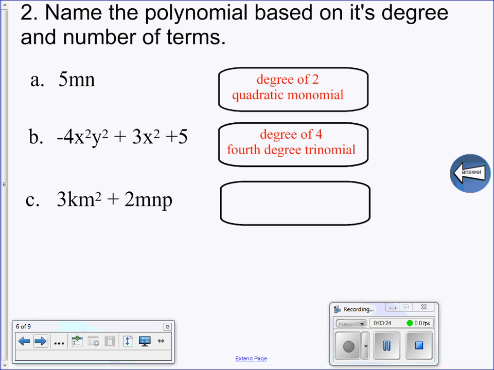This one has a degree of 4, because the first term has a squared and a squared, that's 4. The second term is just a squared, so that's 2, and then the third term doesn't have anything. So it's a 4th degree trinomial. This last one is a degree of 3, and that makes it a cubic binomial.